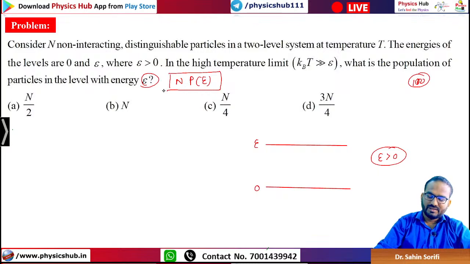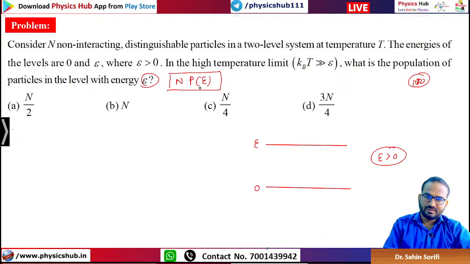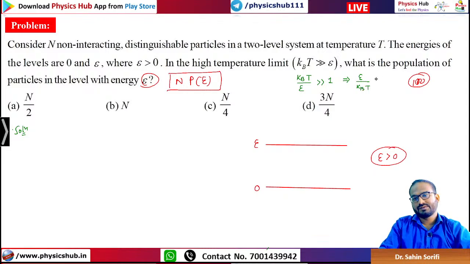So initially we have given you the formula of P of epsilon. You can use that formula, है ना? kT is much greater than epsilon. It means kT by epsilon is much greater than 1, or epsilon by kT is much less than 1.